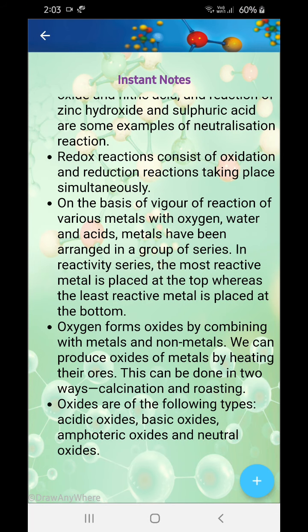Now redox reaction consists of oxidation and reduction. You know what they are. On the basis of the vigor of the reaction of various metals with oxygen, water and acid, metals have been arranged in a series. In the reactivity series, the most reactive metal is placed at the top, whereas the least reactive is placed at the bottom. This may come as a fill in the blanks.